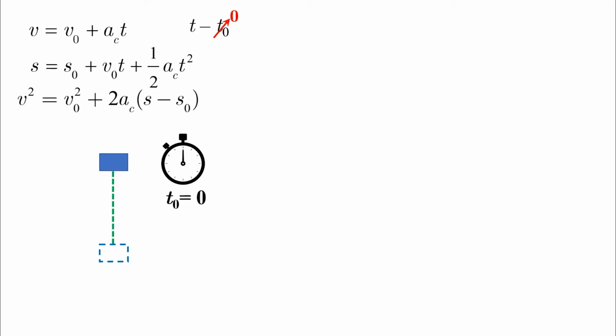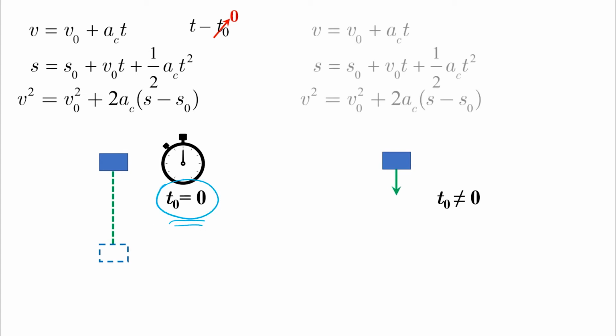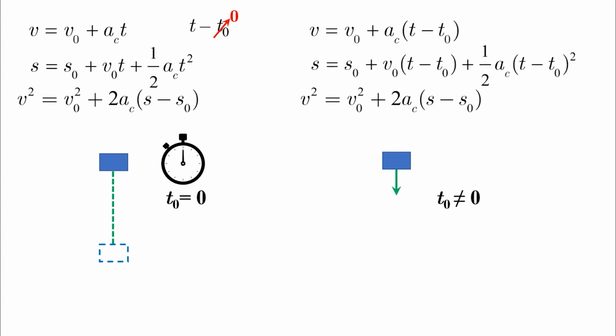Let's say after some time, another particle started its motion, and you want to compare what's happening between those two particles. In this case, t naught of this particle is not 0 anymore. Why? Because the stopwatch has already started here. And for this reason, we can't use those equations anymore, and we have to consider the time when this particle started, which is t naught, which is not equal to 0.